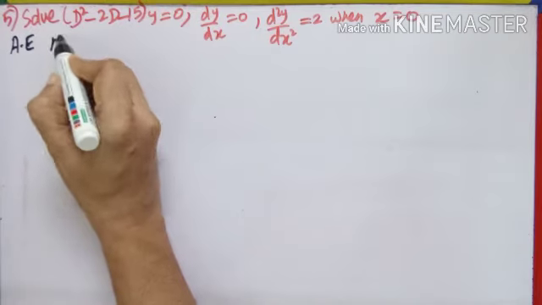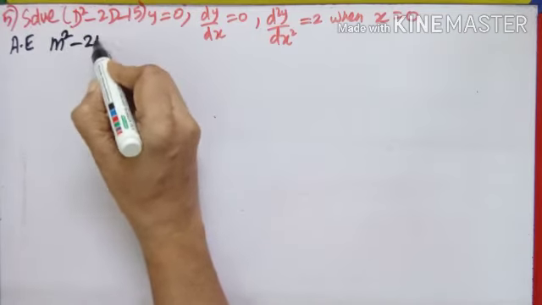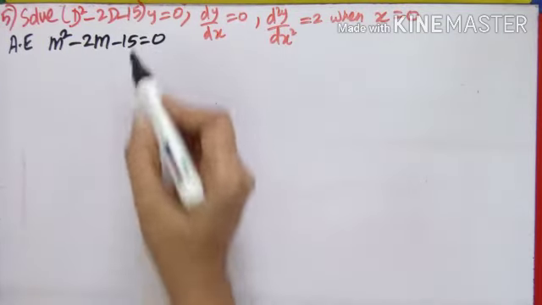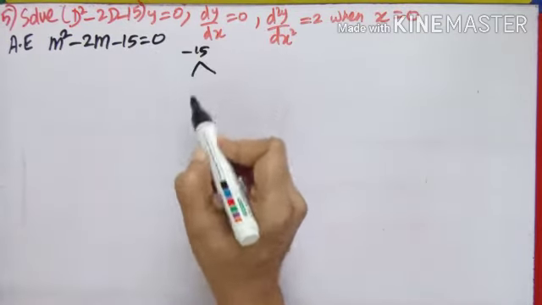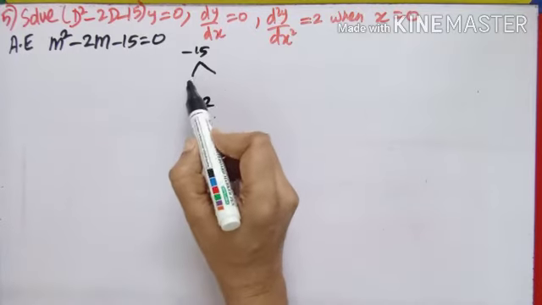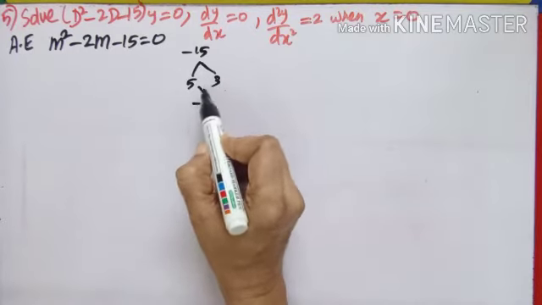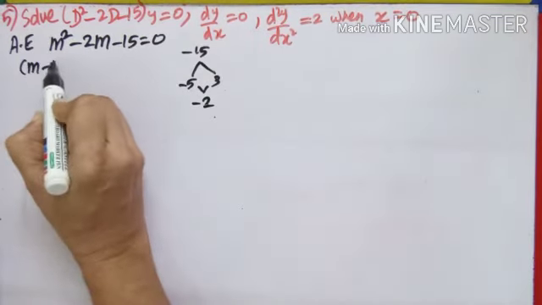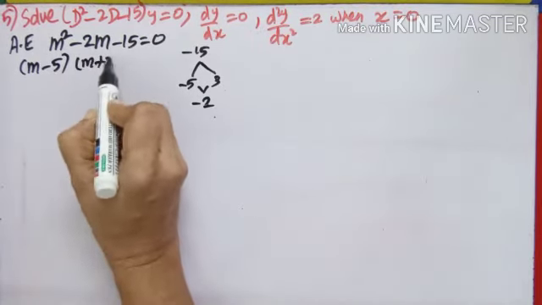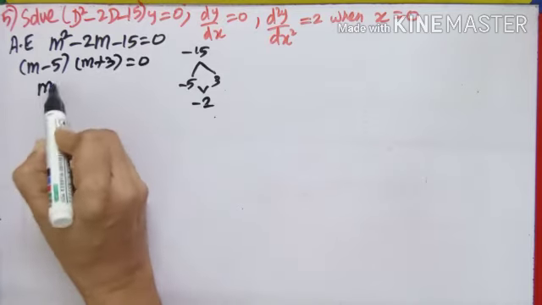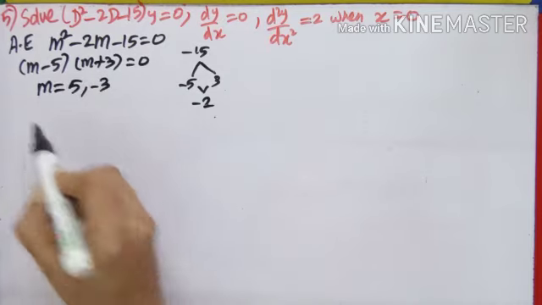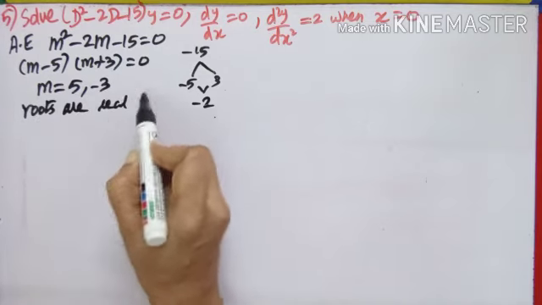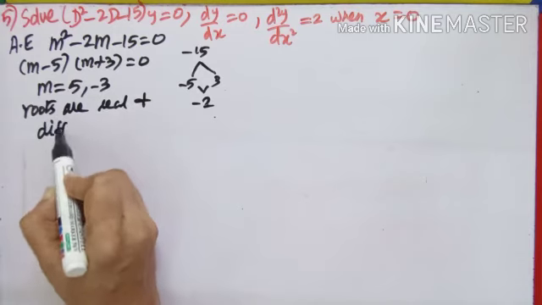D² will become m², D will become m, minus 15 equal to 0. Solving, the product is minus 15 and the sum is minus 2. The numbers are 5 and 3, and the bigger number carries the minus sign. So (m - 5)(m + 3) = 0, and m is equal to 5 and -3. I will say the roots are real and different.